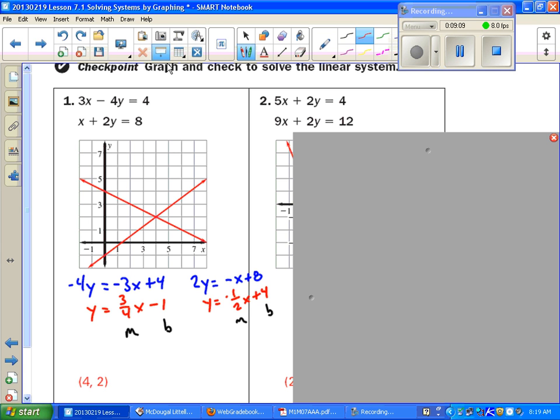The first one, begin at -1 here. Go up 3 and to the right 4 times. 1, 2, 3, and to the right 4 times. There's your second point there. You draw a line through there.